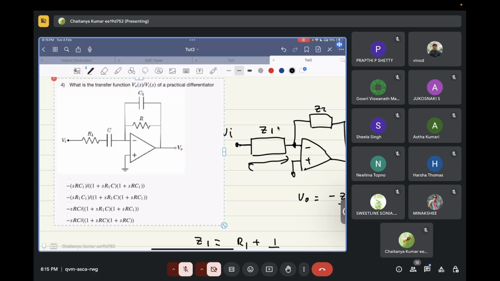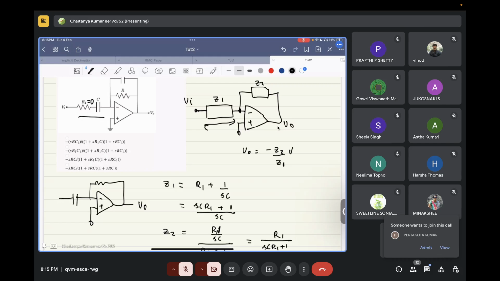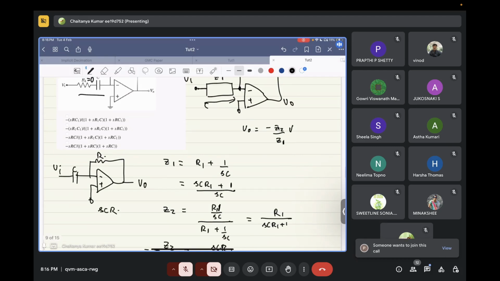If this R1 was equal to 0 and this C1 was equal to 0, in that case what you will have is this circuit, and this is Vi. So basically, in this case, you will have SCR. Now, at very low frequencies, at zero frequency, will any current flow from this node? No, sir. It won't, right?